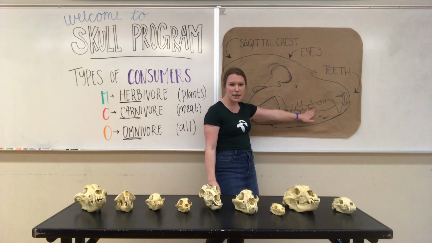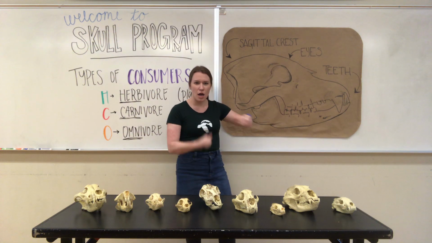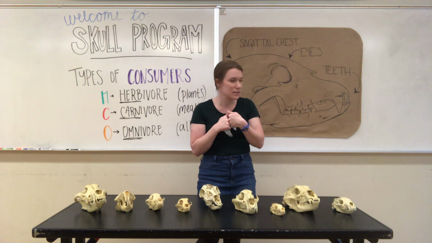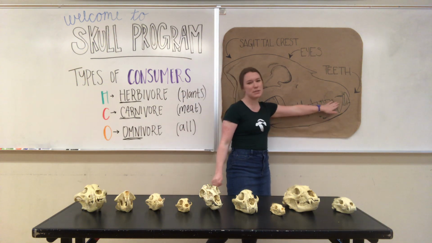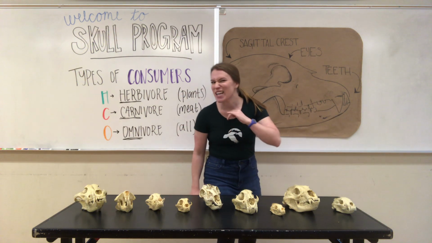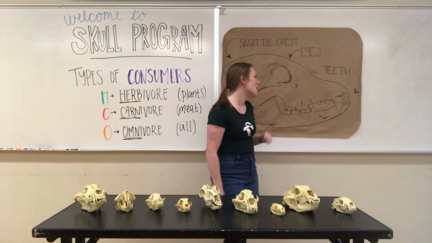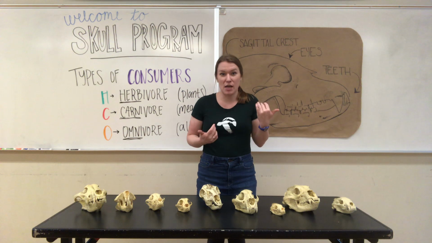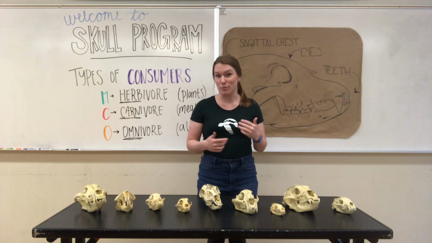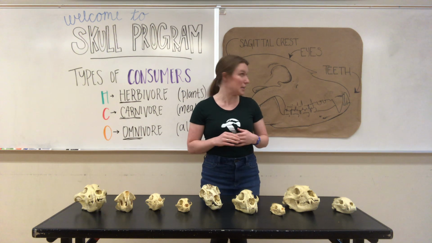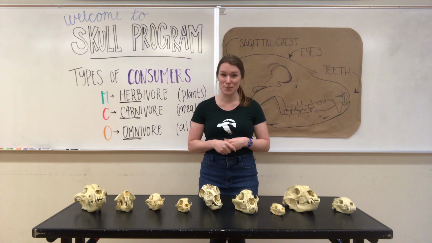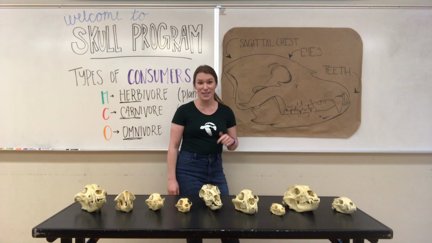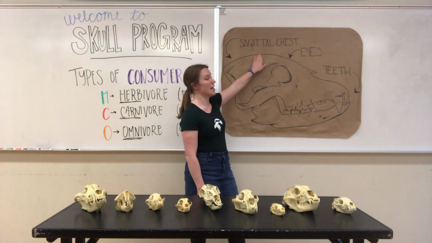So those flat molar teeth are key in being able to grind up plants. And any sharp teeth, maybe your canines, are really helpful in being able to tear apart meat. If an animal has both, that might tell us they're able to eat both plants and meat. Pretty cool. One other part of the skull that we will be looking for is something called a sagittal crest.